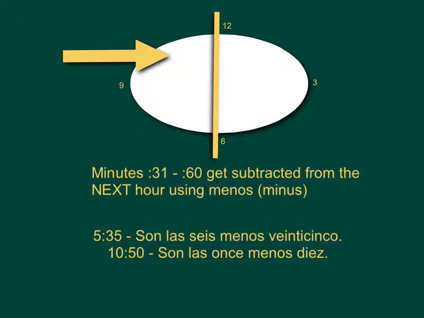Let's say that it is 1:50. How would you say it is 1:50? This one's really tricky. If you said son las dos menos diez, you are correct. I had to go up to 2, not stay at 1. But if I wanted to say 12:50, then it would be different. Try and figure out 12:50. If you said es la una menos diez for 12:50, you're right. I go up to 1 and then I subtract 10.